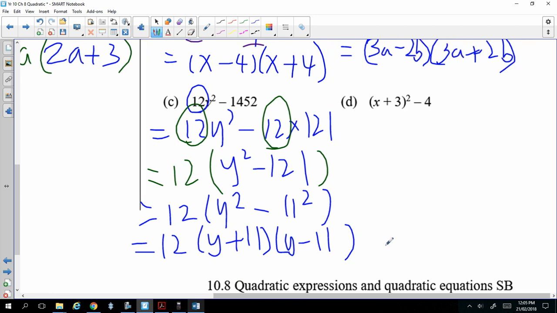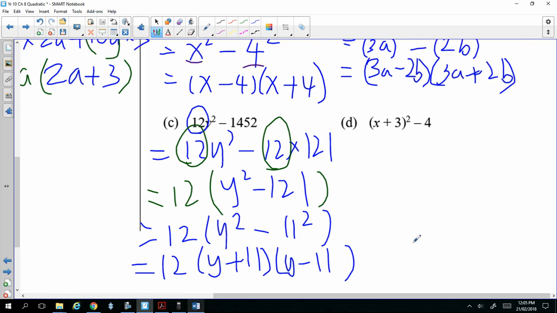How about the next type? There's a bracket. Do we need to expand? The answer is no, you don't expand. You see that as one single term. Okay, so that's a slightly harder one. So that's x plus 3 squared, and then write the 4 as 2 squared. And then you're going to prepare yourself.